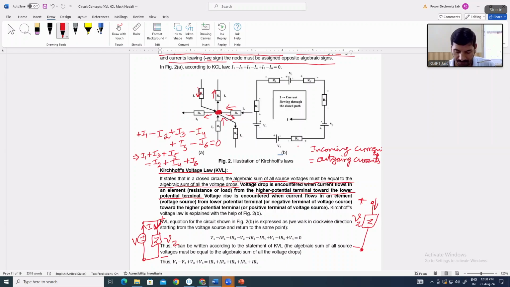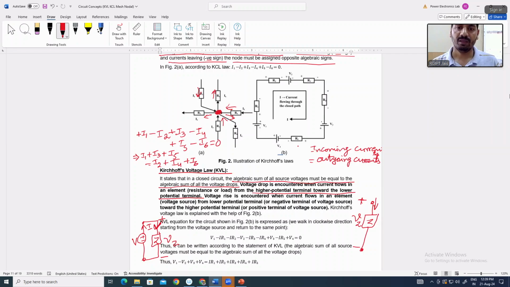So in a circuit, you will have many loops, and if you have to identify the value of current in a loop, you first have to denote the currents, and then apply KVL. As per the loop, you will find different KVL equations, and then you have to solve them, and you will get the required value of current in any loop.